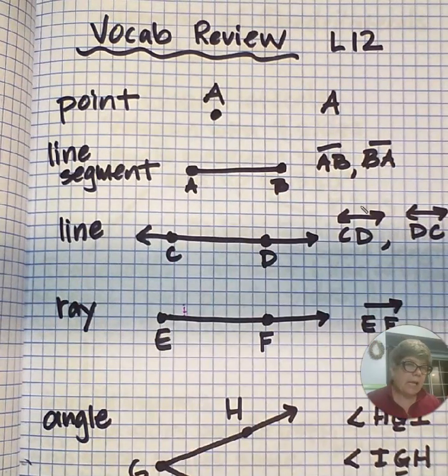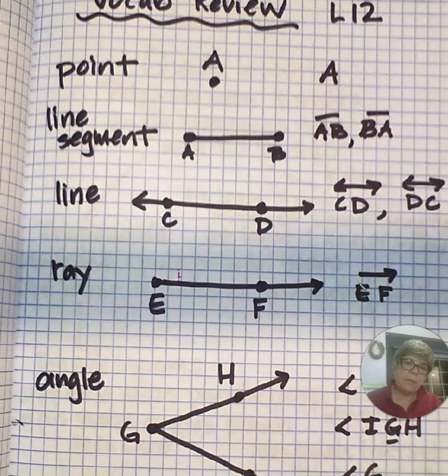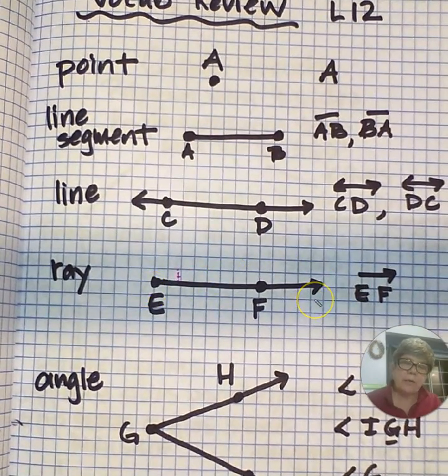Then we have a line, and you see that it has arrows at both ends, meaning it goes on forever, and it can be named by CD or DC because they're both points on the line. Then we have ray EF, and you might notice that it has a point on one end and an arrow on the other. So it can only be named EF because we always use the one that has the point first, and then the arrow second. Okay, so this is where you could say it starts or it stops, and then it goes on from there, and that is called a ray.